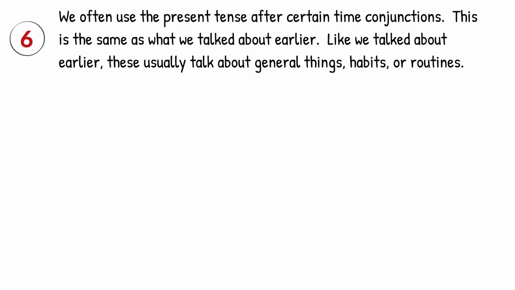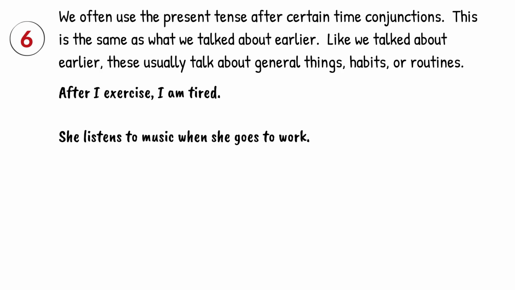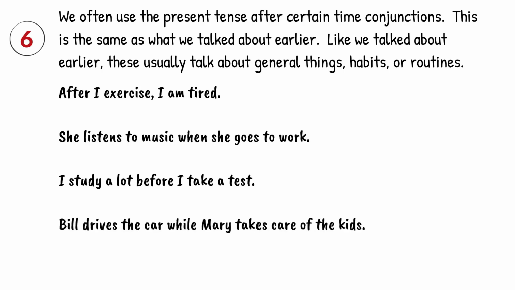Sixth, we often use the present tense after certain time conjunctions. This is the same as what we talked about earlier. Like we talked about earlier, these usually talk about general things, habits, or routines. Here are some examples. After I exercise, I am tired. She listens to music when she goes to work. I study a lot before I take a test. Bill drives the car while Mary takes care of the kids.